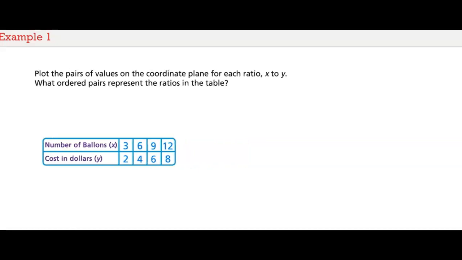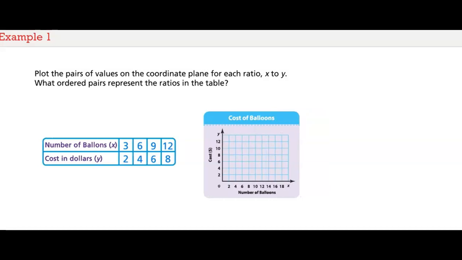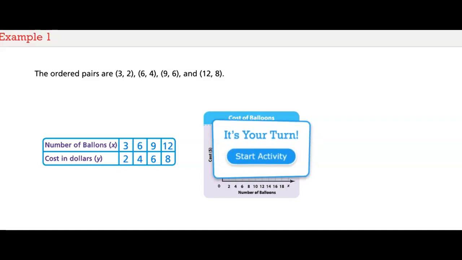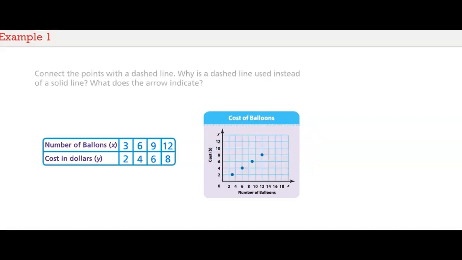Plot the pairs of values on the coordinate plane for each ratio, x to y. What ordered pairs represent the ratios in the table? The ordered pairs are (3, 2), (6, 4), (9, 6), and (12, 8). Connect the points with a dashed line.